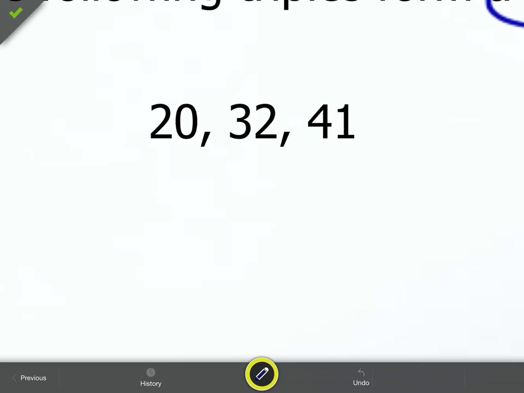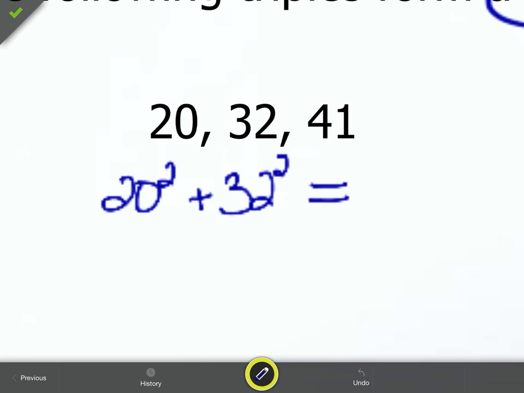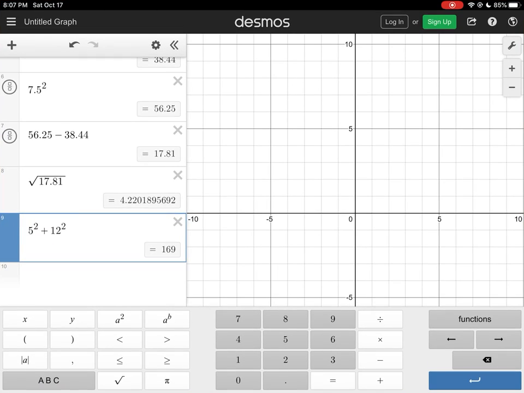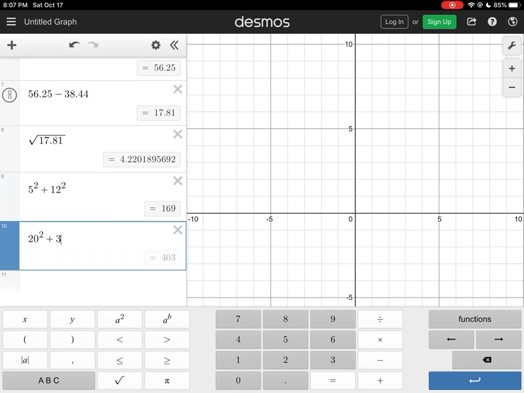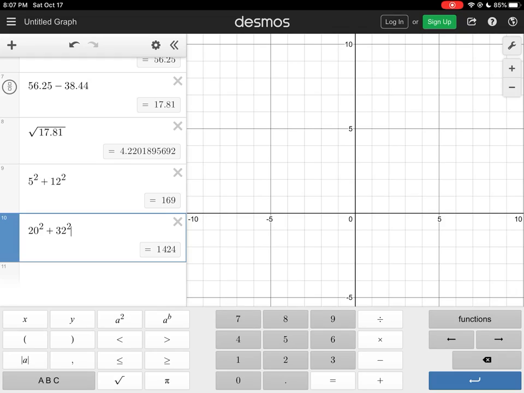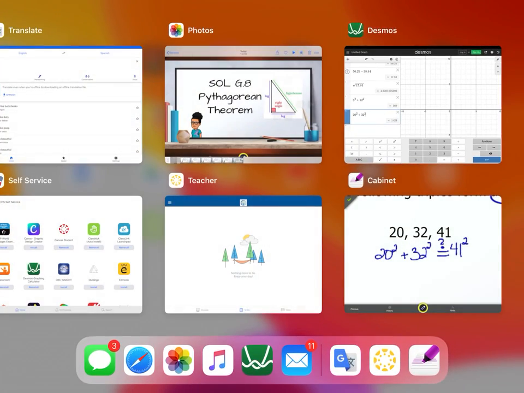So then we'd come here. Okay. Remember, leg squared plus leg squared equals hypotenuse squared. Make sure you're always doing the 2 shorter sides first. 20 squared plus 32 squared. Does that equal 41 squared? Okay. And again, when you start getting into these bigger numbers, I don't know what 20 squared plus 32 squared is. I know 20 squared is 400. I don't know what 32 squared is. 1424.